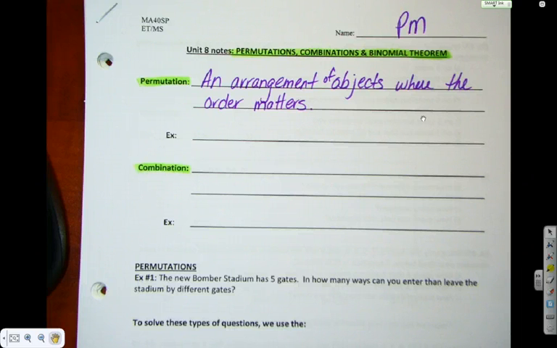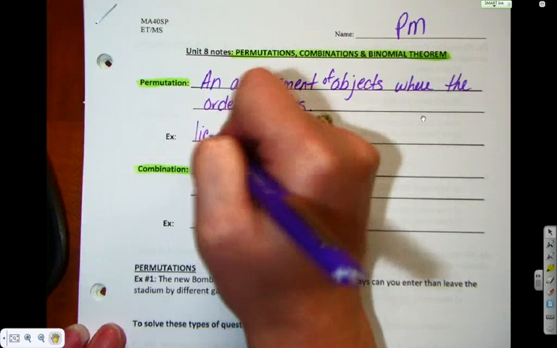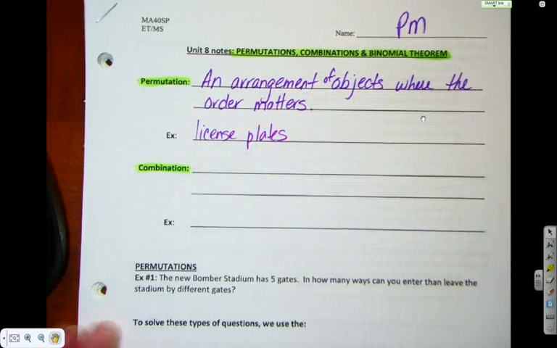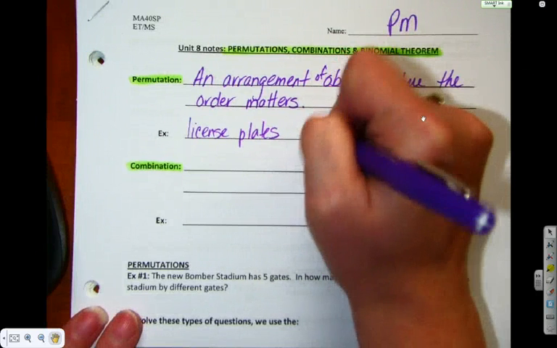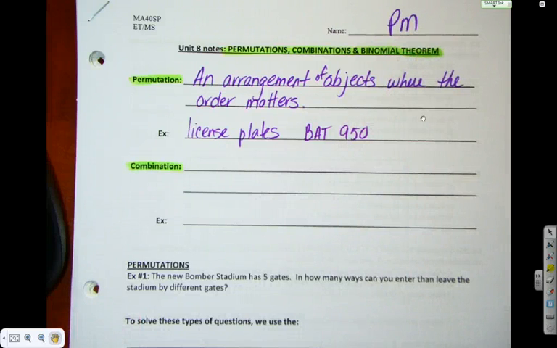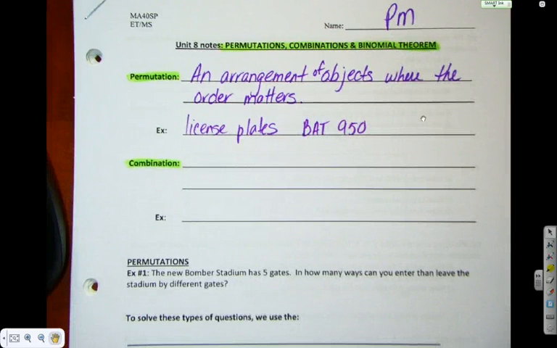Okay. An example is license plates. So my license plate is BAT950. It's the Batmobile. Mine's GTA. How cool is that? My boyfriend's is F me.